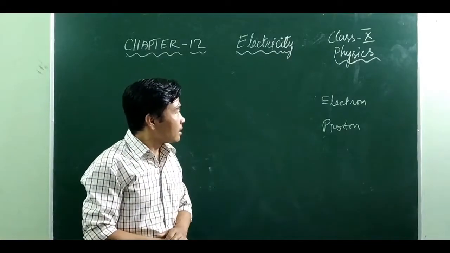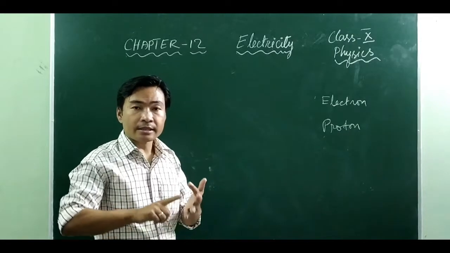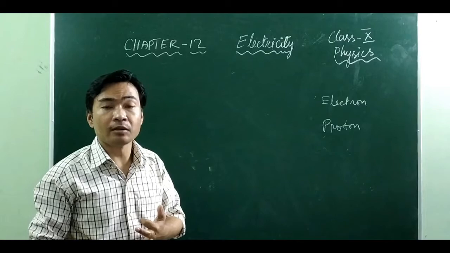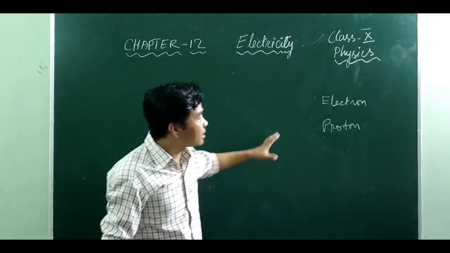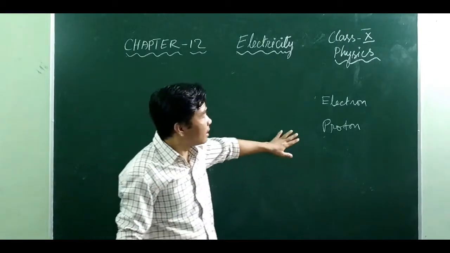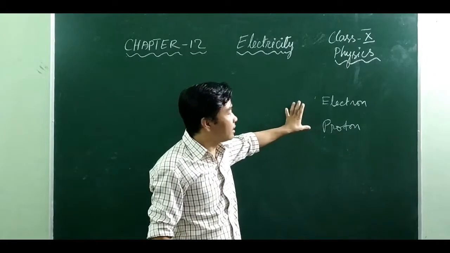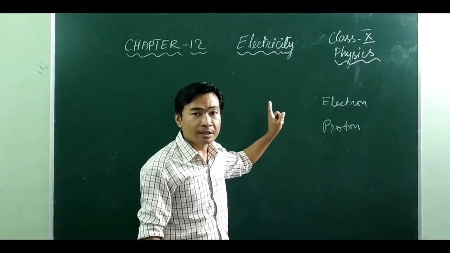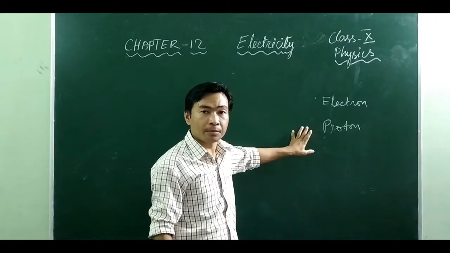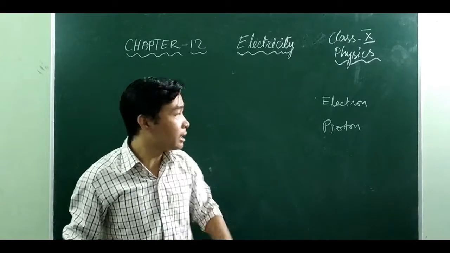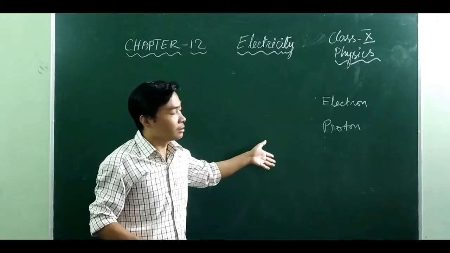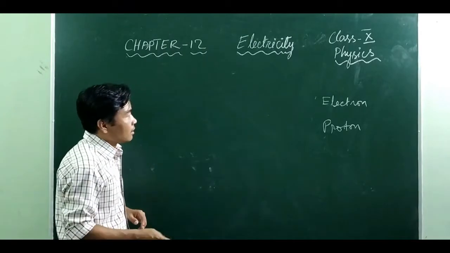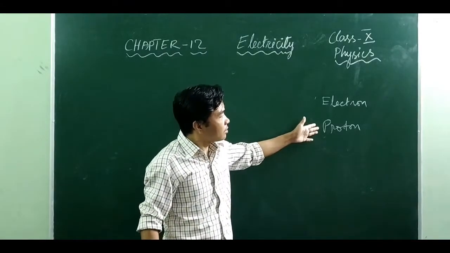So electron and proton. Charge is the physical property of these fundamental particles. What are the fundamental particles of the atom? Electrons and protons. So charge is a physical property of electrons and protons. Now let's study how electrons are charged. There are two kinds of charge, on electrons and protons.